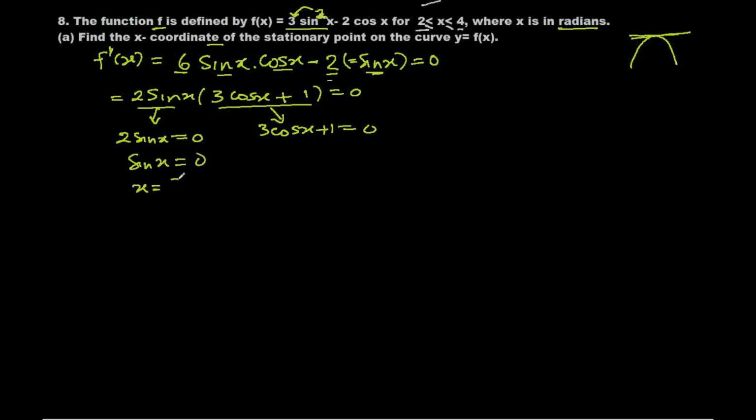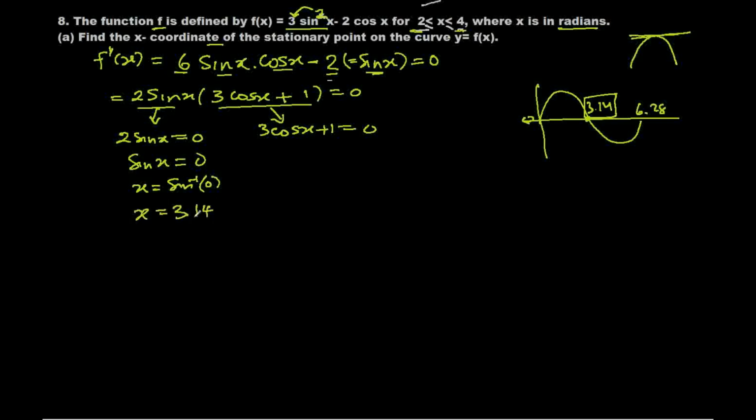So x will be sine inverse 0. Alright. So if we look at the graph of a sine function, it is something like this. We know this is pi, 3.14, this is 2 pi, 6.28, and this is 0. We want to see if between 2 and 4, is it 0? Yes, it is 0 at 3.14. So this will give us the answer x equal to 3.14, which is pi.